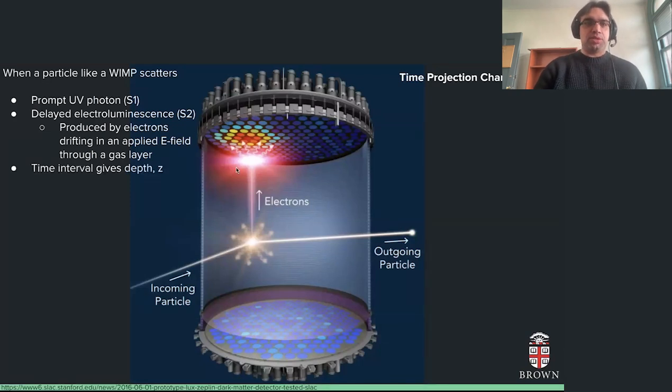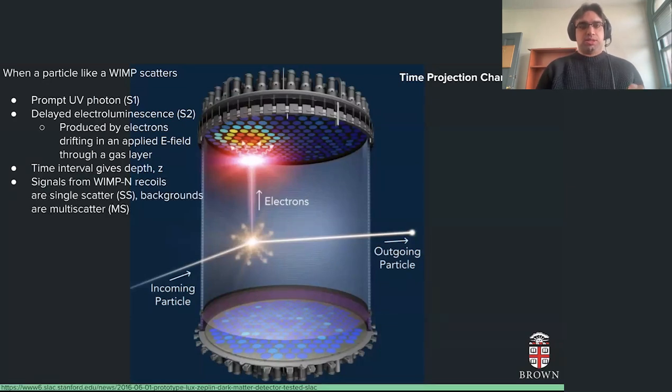Okay? And so the time interval between this S1 and S2 signal, remember the S1 is the prompt signal and the S2 is the delayed signal, the time interval between them gives you the depth of where this happened in Z. Okay, this direction is Z.